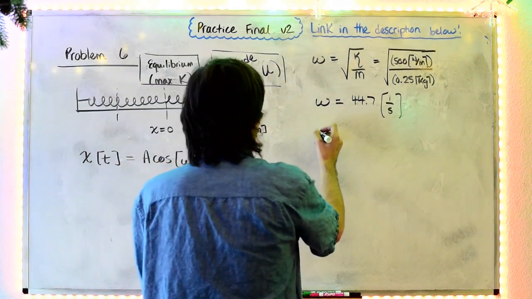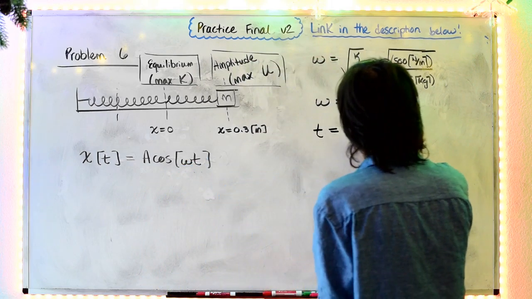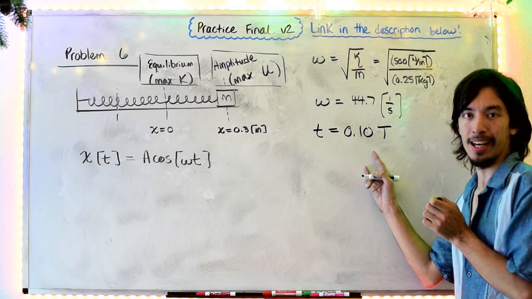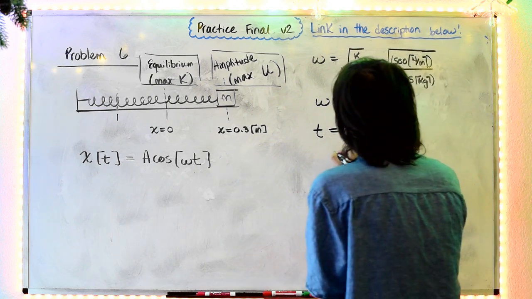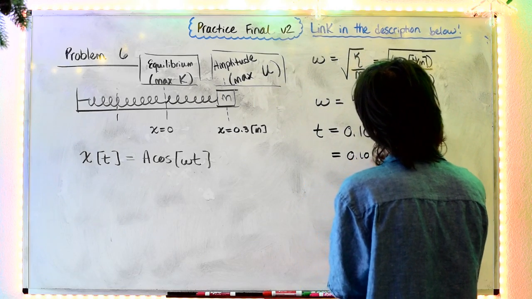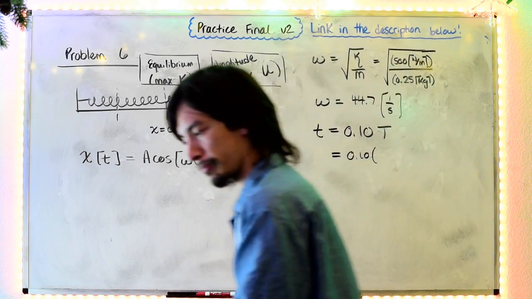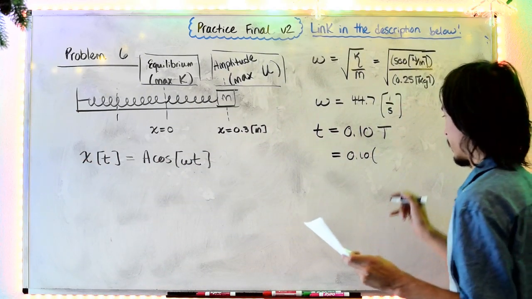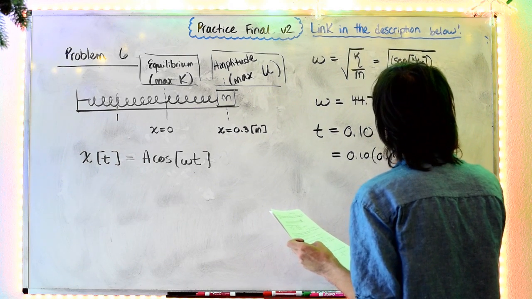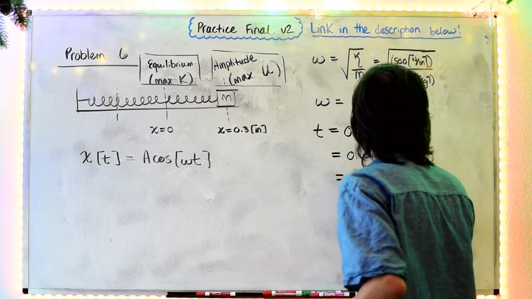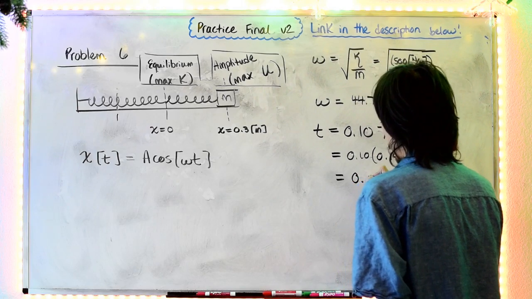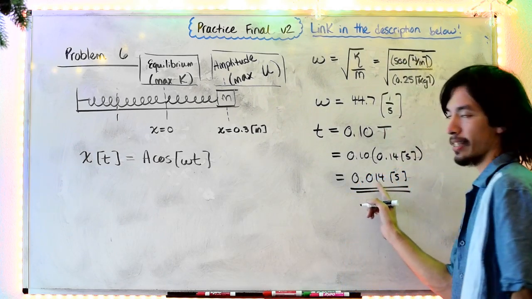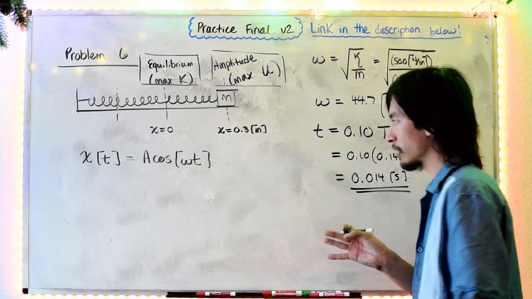Now, t will be plugged in as 10% of the period, or 0.10 times the period. So 0.10 times the period, we have that the period is 0.14 seconds, so that just ends up being 0.014 seconds. And that's the time we're going to use for all the functions.